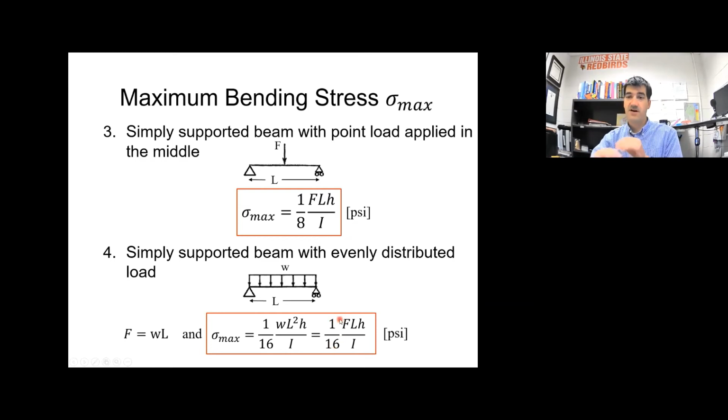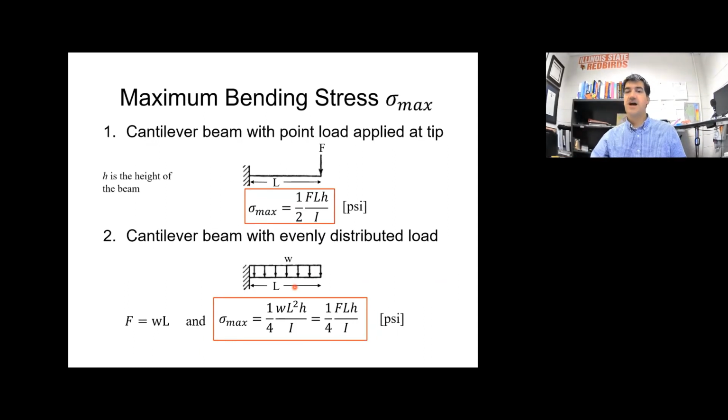So if all of the other things are the same between these two beams and the only difference is the application of the load, your stress is going to be twice as much right here at the point of maximum stress for the simply supported beam with a point load than it would be for a simply supported beam with a uniformly distributed load.